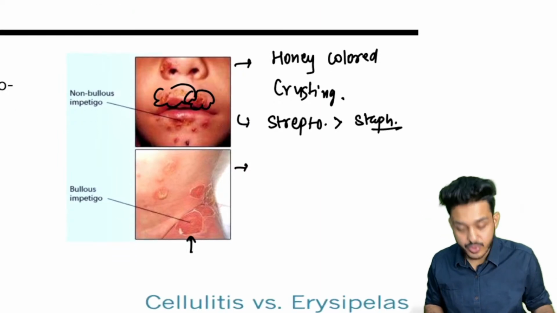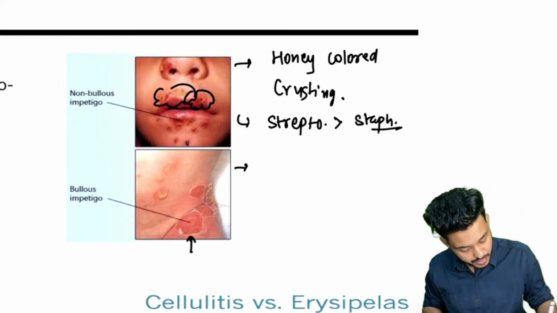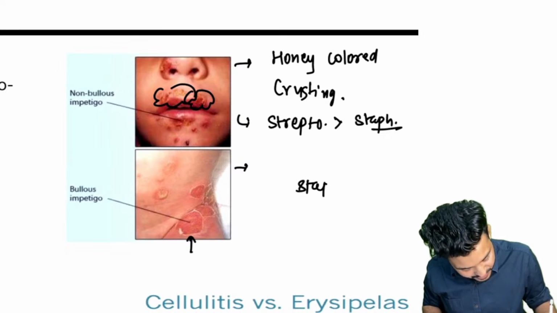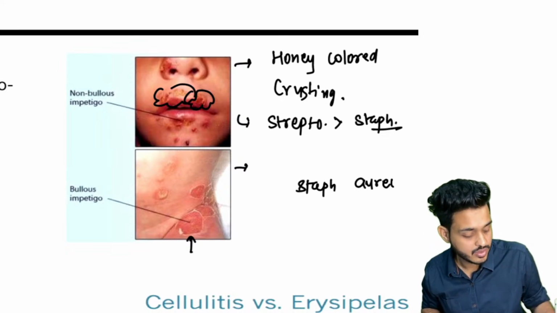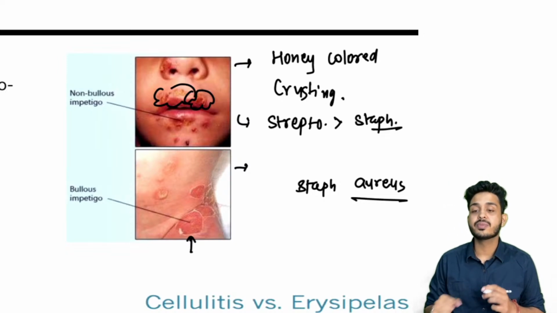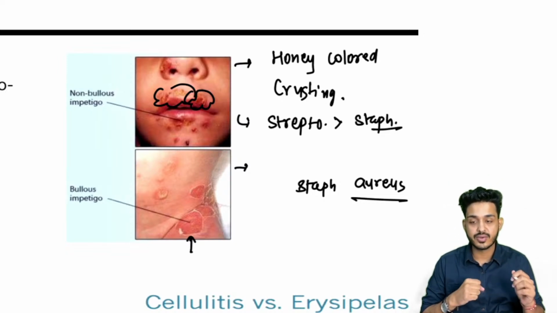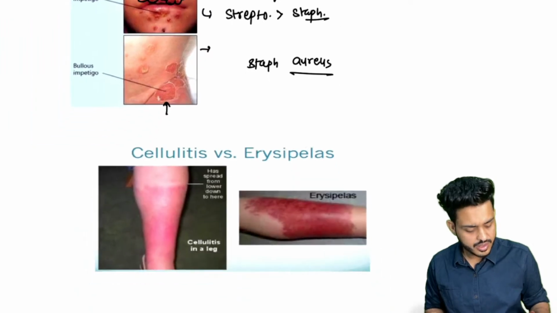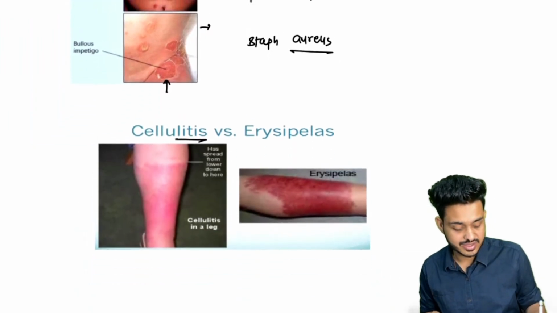So that is your bullous impetigo, and the causative agent for bullous impetigo would be Staph aureus. Very important. You will be able to differentiate between the two. Okay, next thing is your cellulitis versus erysipelas.